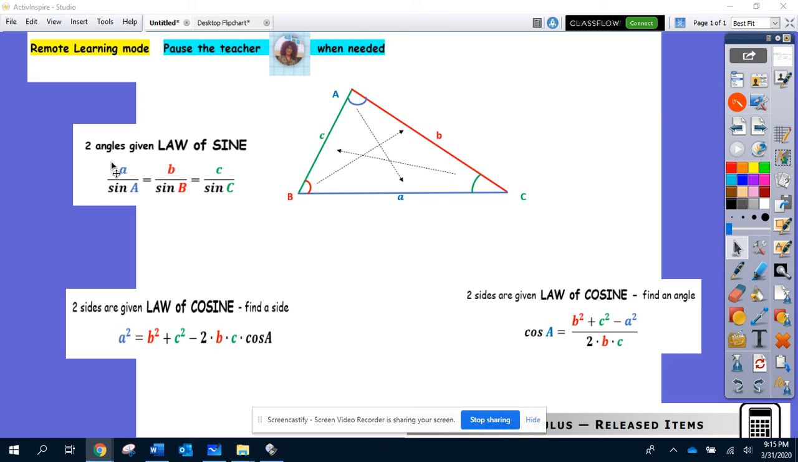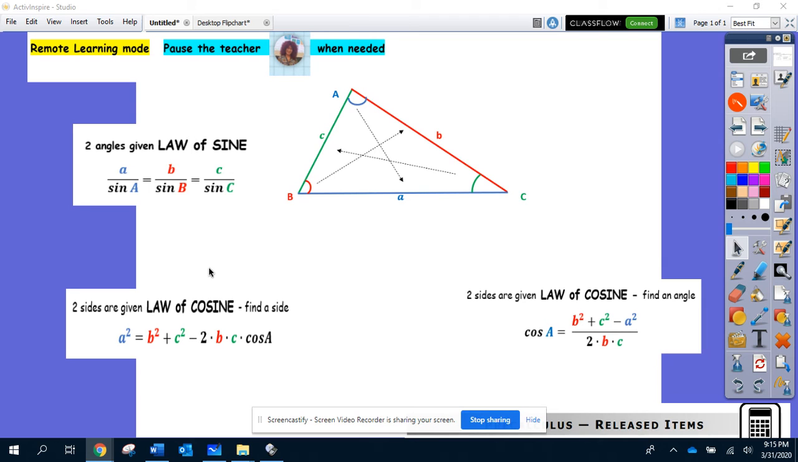The law of sine states that the ratio between a side and the sine of the opposite angle is the same for every angle. So the side divided by the sine of the opposite angle will be the same whether you apply this for A, for B, or for C. So this is the law of sine.